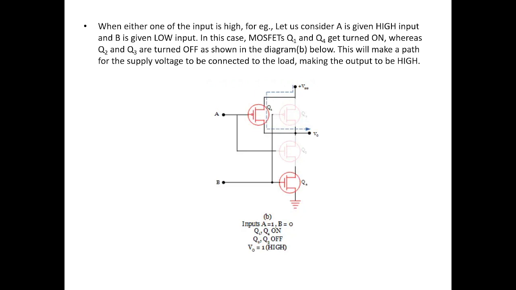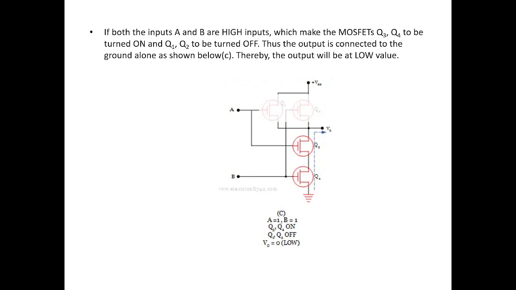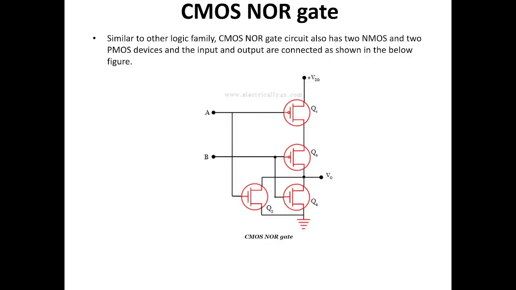So, this makes a path for the supply voltage to be connected to the load, thus making the output to be high. This is also clearly evident from the below circuit diagram. And next case is if both the inputs A and B are high, which makes the MOSFETs Q3, Q4 to be turned on and Q1, Q2 to be turned off. Thus, the output is connected to the ground. Thereby, the output will be held at the low value. So this is also clearly evident from the below diagram.